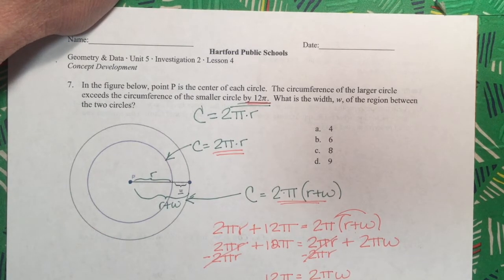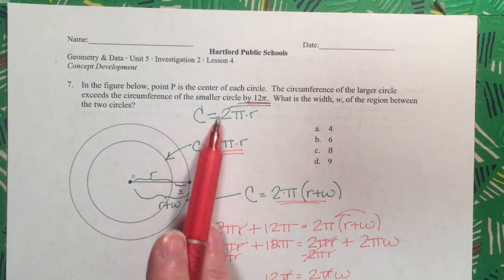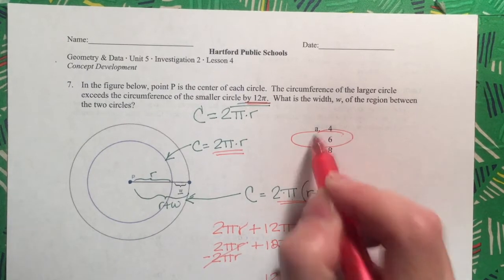All right, what do you think we can do next? Well, both sides have a pi, so I can divide pi out. And now I have 12 equals 2w. So what must w be? 2 times w is 12, so divide by 2, and w is 6. All right, so the only hard part was recognizing right away that all we needed to work with were the circumferences of those two circles. And the answer would be B.